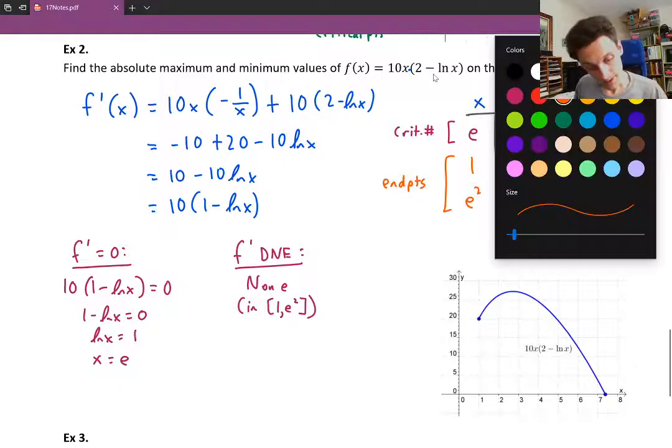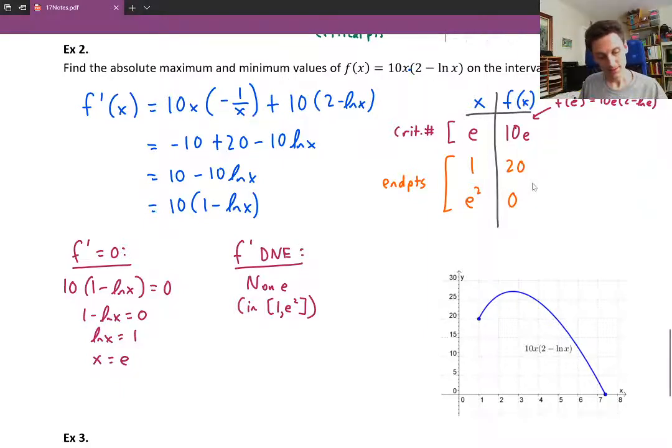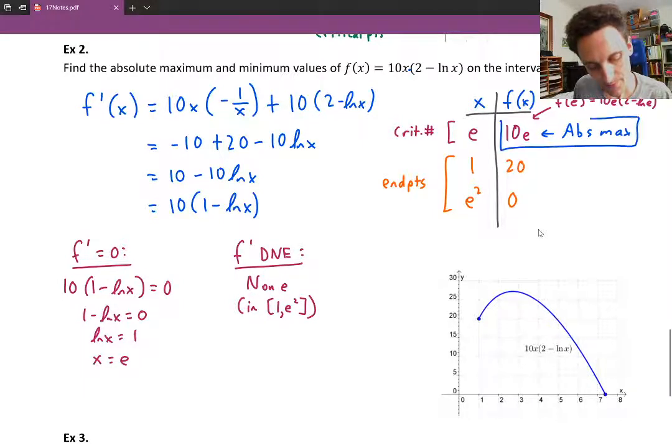Now what we do is look at the largest of these values, which is going to be 10e. Remember, e is about 2.7. 2.7 times 10 is about 27. That's going to be bigger than 20 and 0. So this is our absolute max. Then we look at the smallest of the y values, and that's our absolute min.